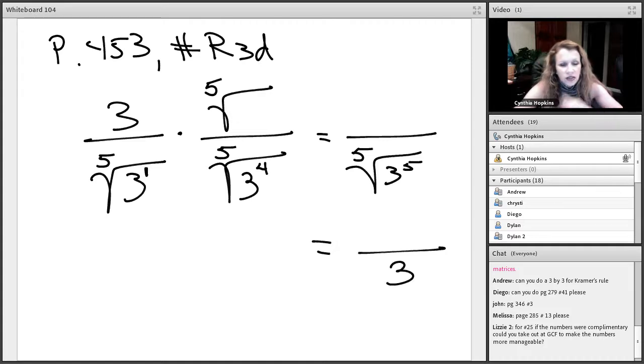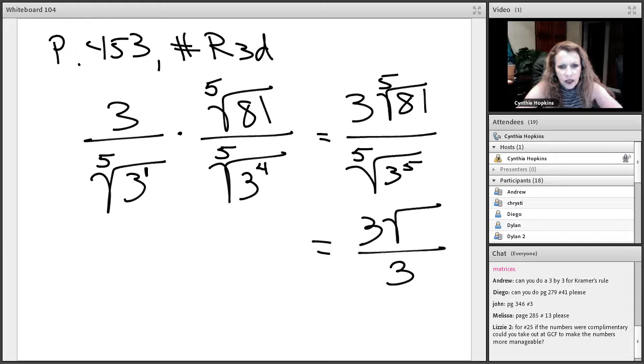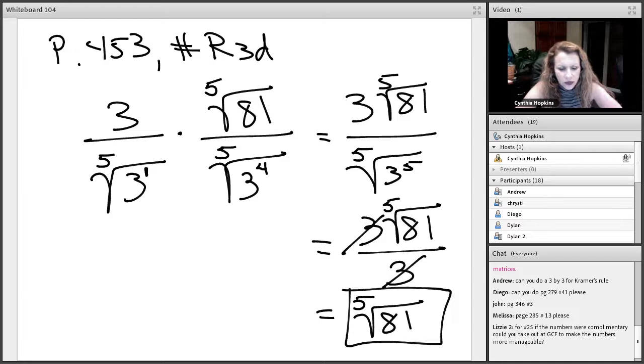a nice rational denominator. Okay, so whatever I did to the denominator, I have to do the same thing in the numerator, except I'm going to write 81 instead of 3 to the 4th. So in my numerator, I have 3 times the 5th root of 81. Let me write it here, 3 times the 5th root of 81. And then those 3's are factors, so those cancel, and my final answer is the 5th root of 81. There you go. Okay, let's see. Yep. Okay, that was John's question.